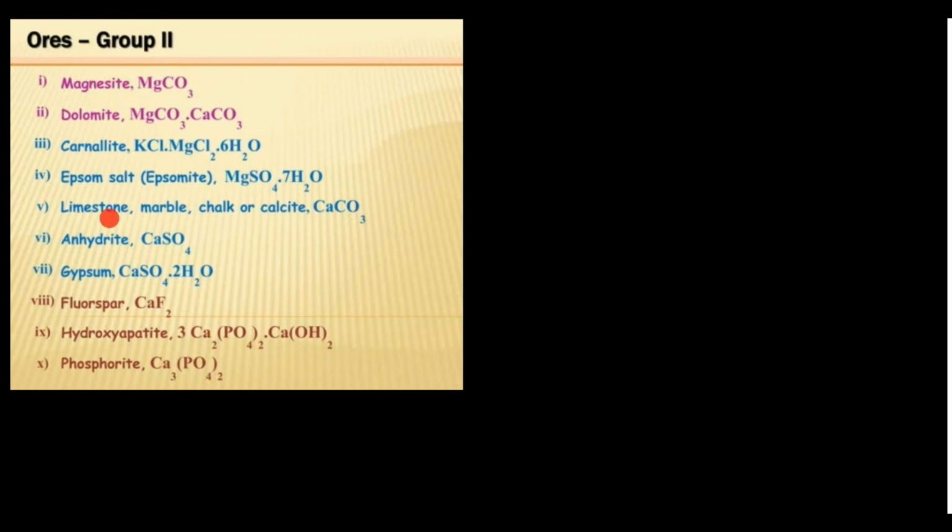Then you have limestone, which is the source of calcium. Marble, chalk, calcite, lots of things are there to extract calcium. Anhydrite is also there, which is calcium sulfate. Gypsum is a very important compound in the cement industry and a source of calcium. There's also fluorspar, commonly used for the extraction of calcium, and then hydroxyapatite and phosphorite. So these are the abundant ones, which is why their ores are given here, while others are rare.